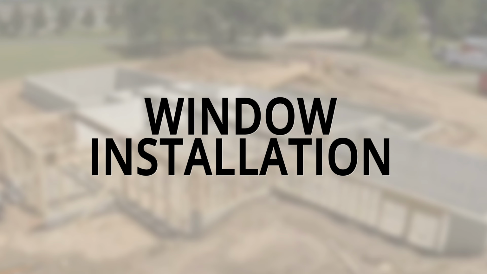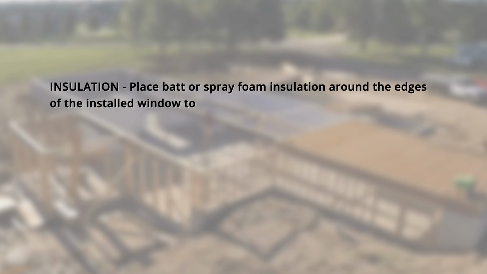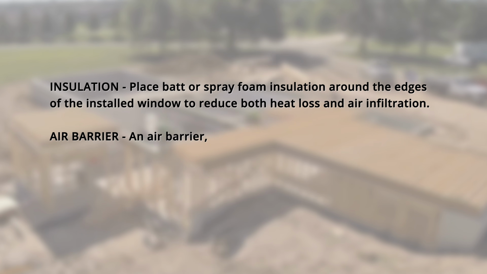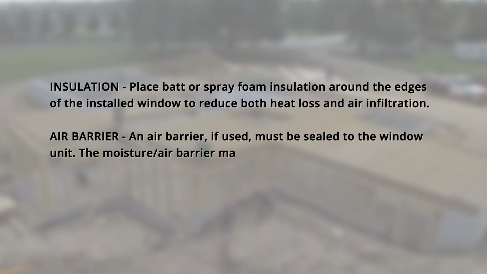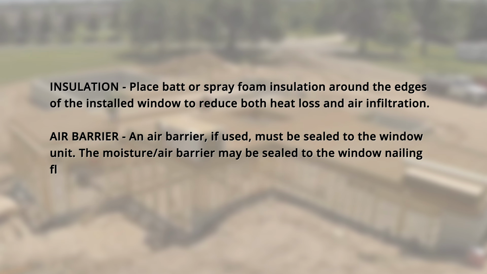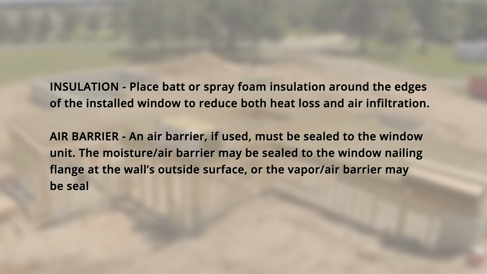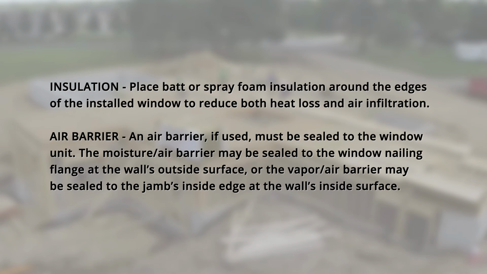Window installation. Insulation. Place batt or spray foam insulation around the edges of the installed window to reduce both heat loss and air infiltration. Air barrier. An air barrier, if used, must be sealed to the window unit. The moisture or air barrier may be sealed to the window nailing flange at the wall's outside surface, or the vapor or air barrier may be sealed at the jamb's inside edge at the wall's inside surface.